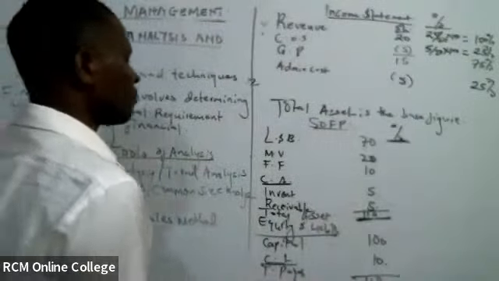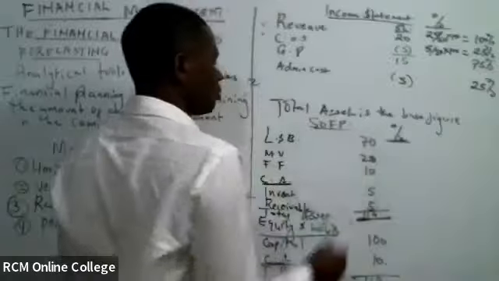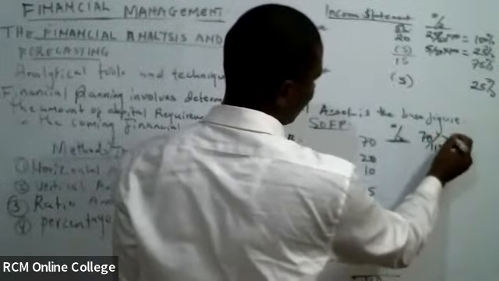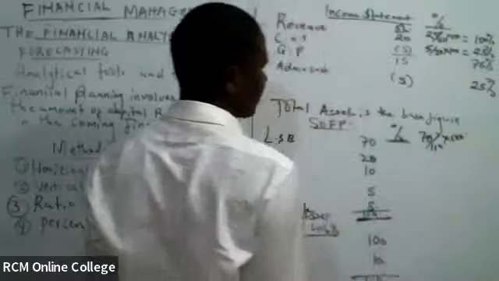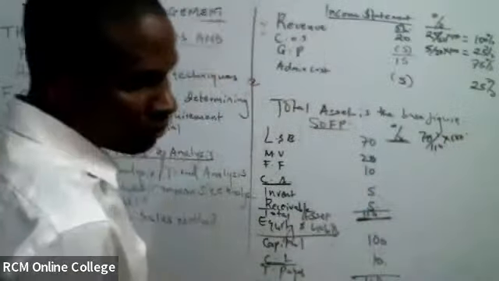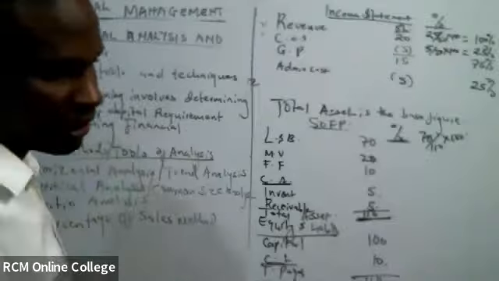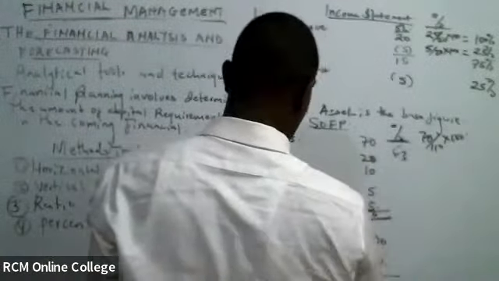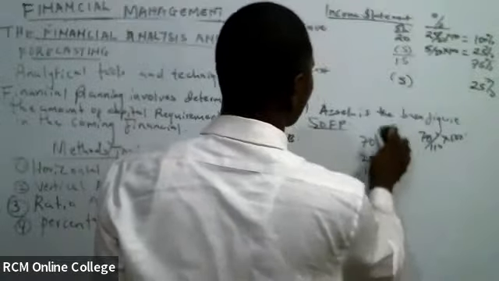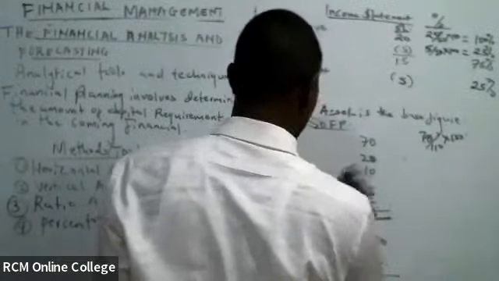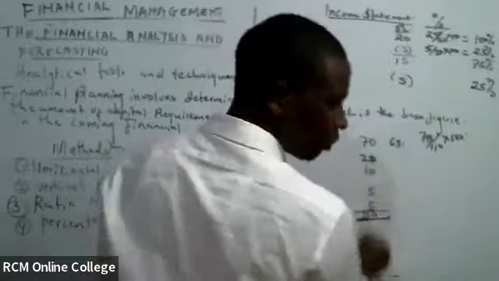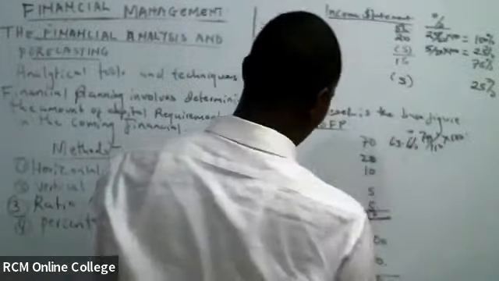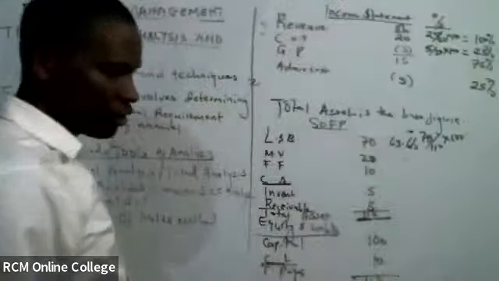So it will be given by, for example, our land and building will be 70 out of 110 times 100. So what is the percentage of our land and building? 63.63. I have to squeeze it a bit. 63.6%. What about my motor vehicle?